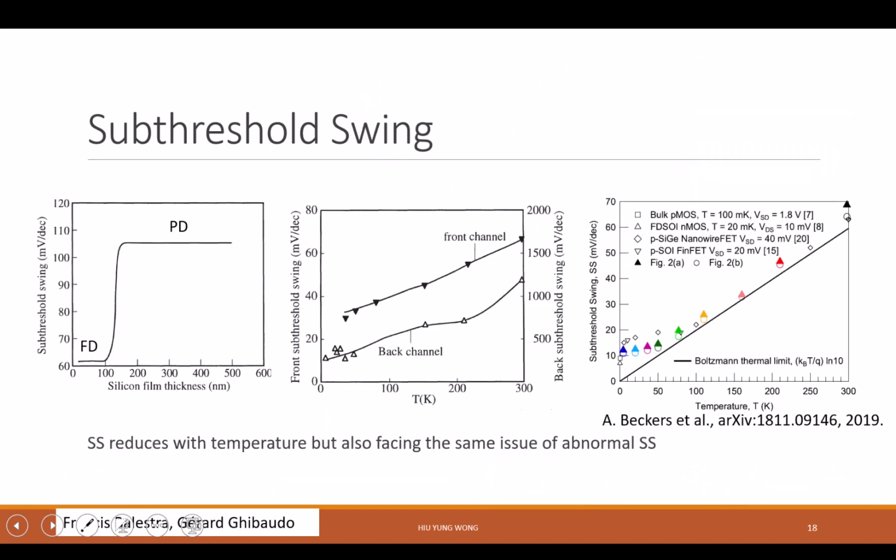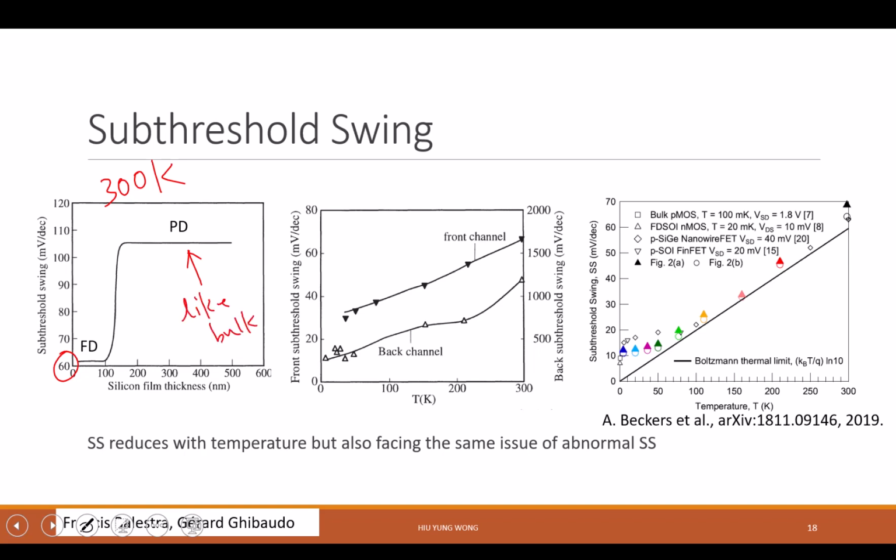Okay, then let's look at the subthreshold swing. Now, if you look at this, when I change the silicon film thickness, you go from fully depleted to partially depleted. When you're fully depleted, do you see that it is very good at 300? This is 300 Kelvin. Almost ideal subthreshold swing, 60 millivolt per decade. But once you make it thicker, you just jump to partially depleted. It's just like bulk.